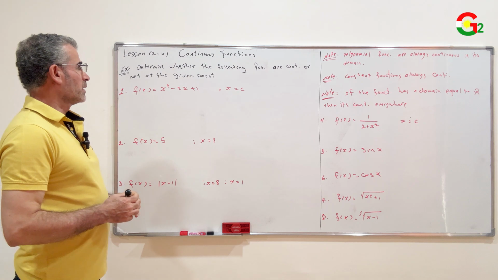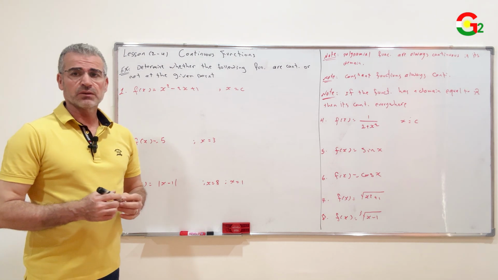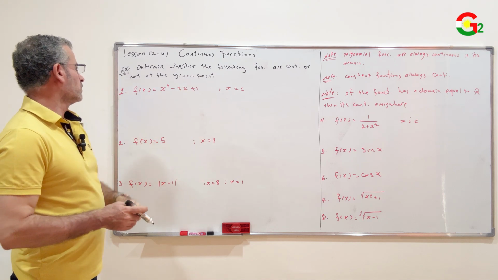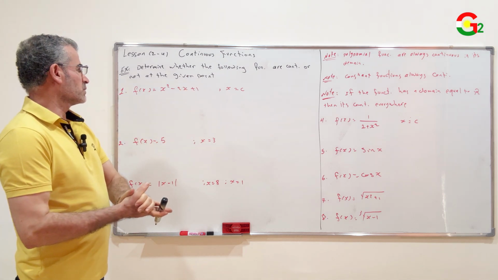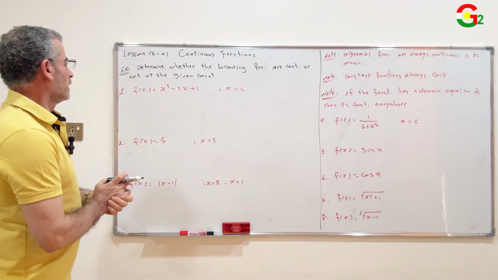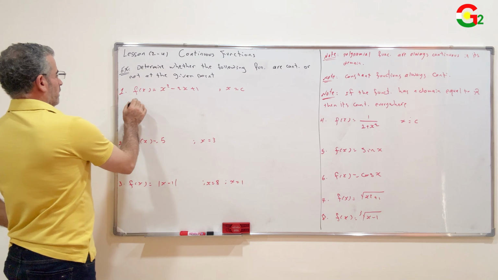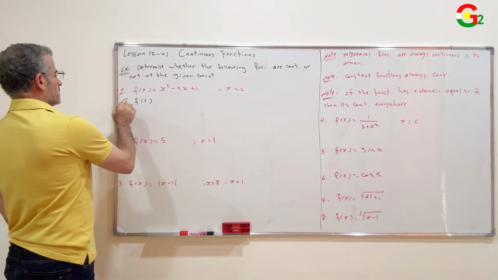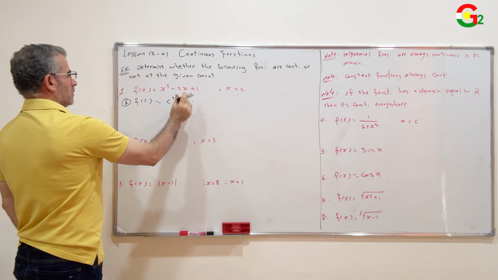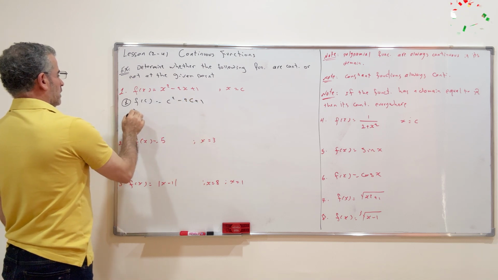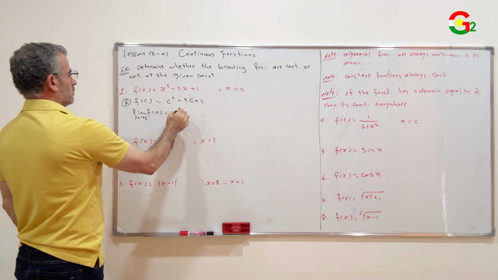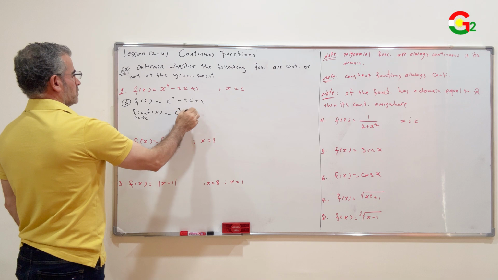Example, determine whether the following functions are continuous or not at the given points. F of x equals x squared minus 2x plus 1 when x equals c, where c is any real number. F of c, the first condition, equals c squared minus 2c plus 1. Limit of f of x when x approaches c equals c squared minus 2c plus 1.